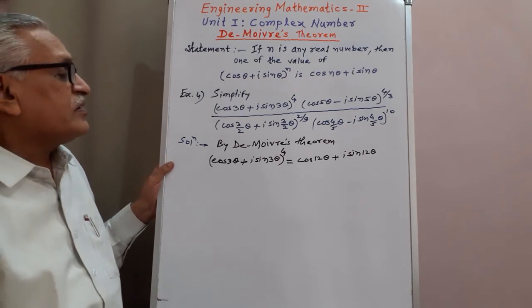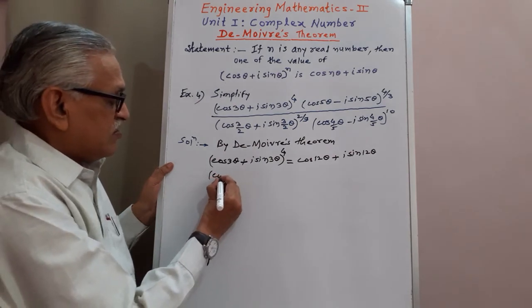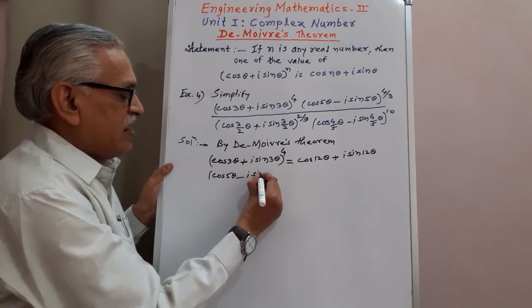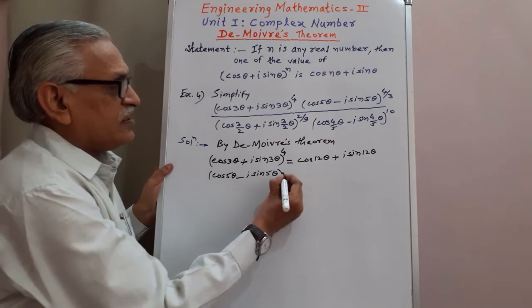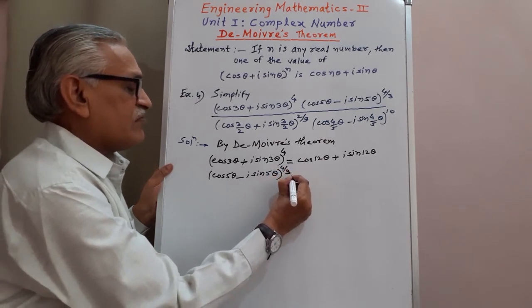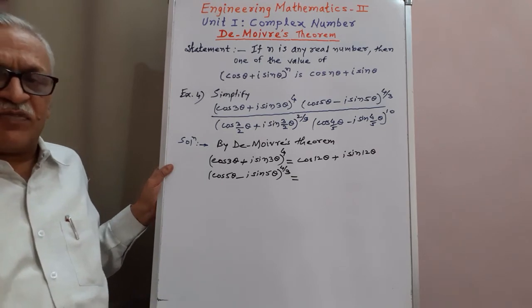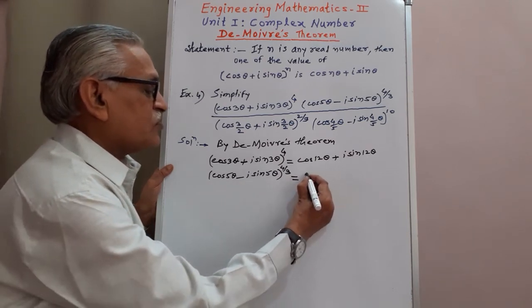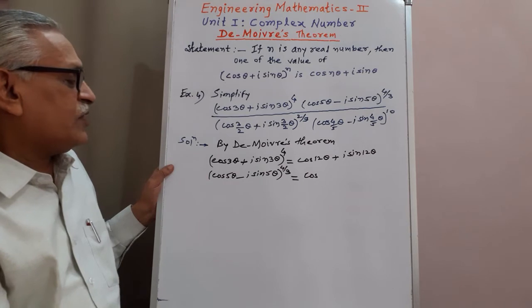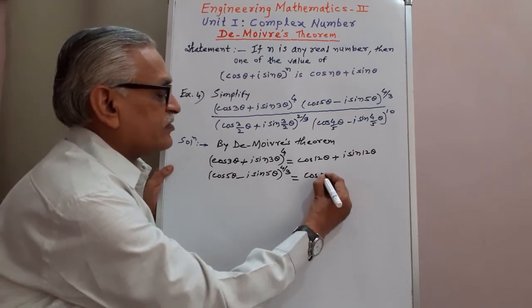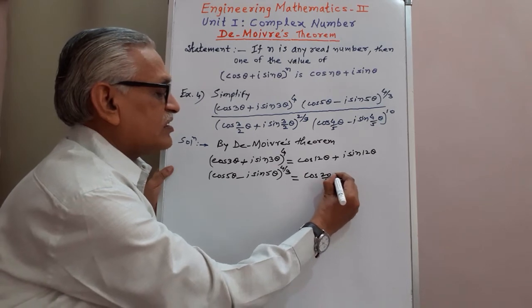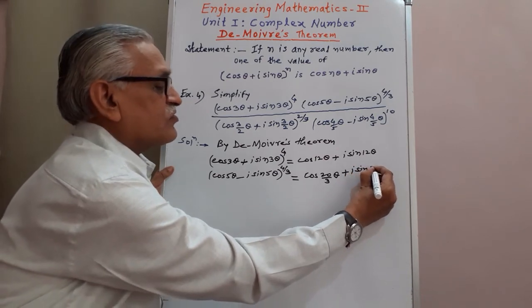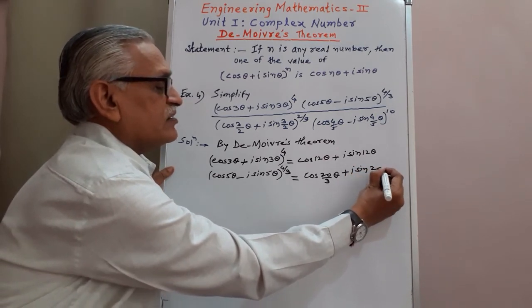Okay. Next, (cos 5θ − i sin 5θ) raised to 4/3 is equal to, again, cos nθ + i sin nθ. Therefore, 4/3 times 5θ, which is 20/3, gives cos of 20/3 times θ plus i sin of 20/3 times θ.